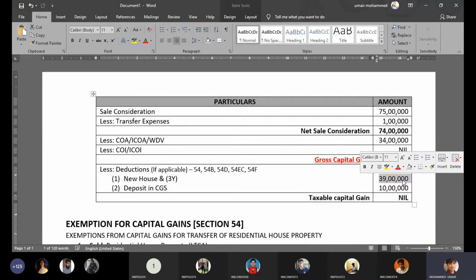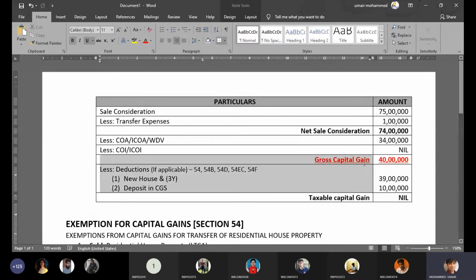Right, so let me quickly recap section 54. Section 54 provides deduction for all those assessees who transfer a long-term residential house property, and the profit, the gross capital gain they have earned from the sale has to be reinvested either in a new house or in the capital gain scheme. The amount needs to be deposited, or it can be a combination of both. In order to buy a new house, you are given an option.